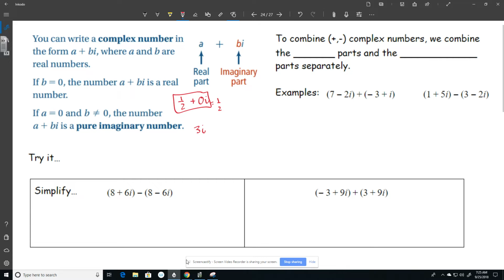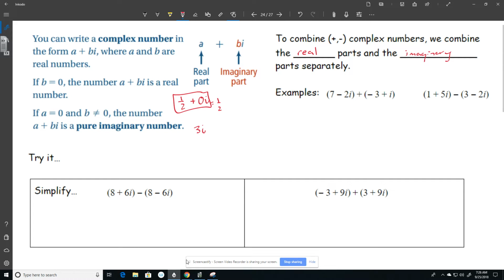So we have to add and subtract complex numbers. And when we do that, we combine the real part and we combine the imaginary part separately. What that means is, in this example, here's one complex number, 7 minus 2i, and I'm going to add another complex number, -3 plus i. What this says is I can't add imaginary numbers to regular numbers.